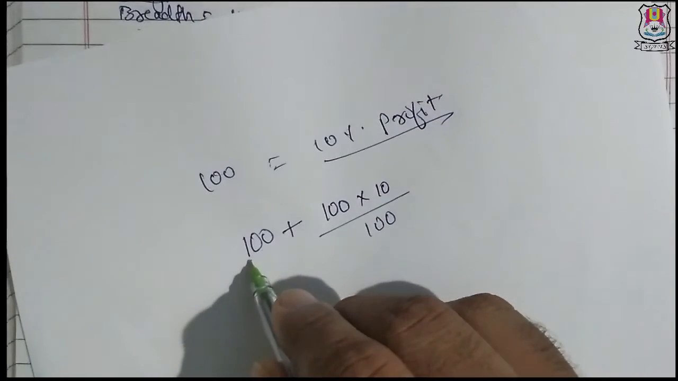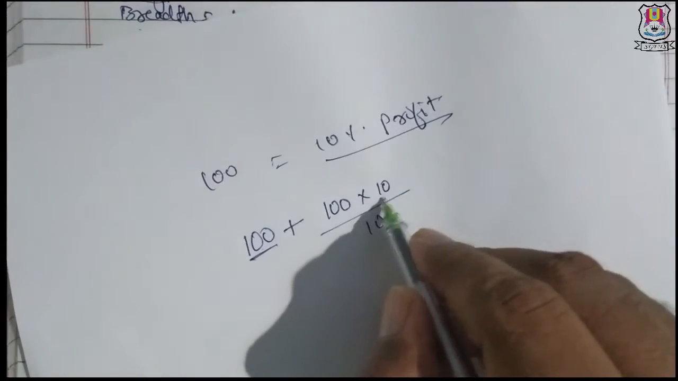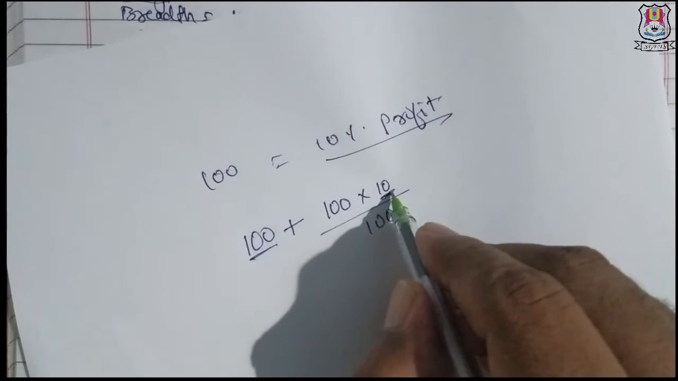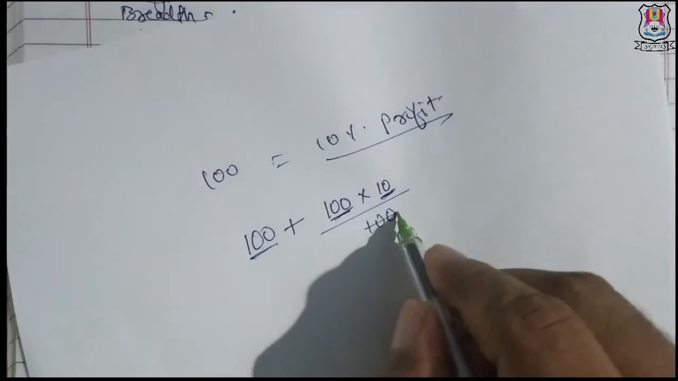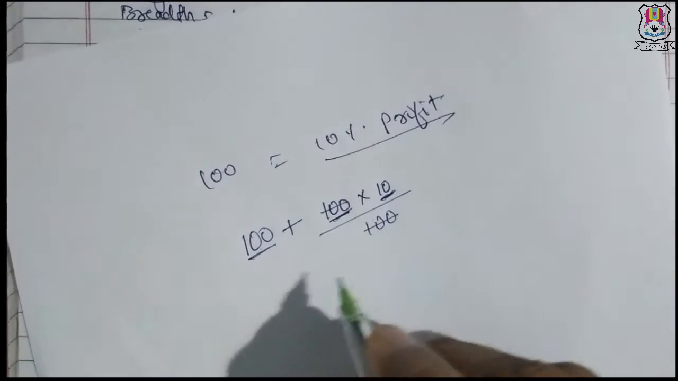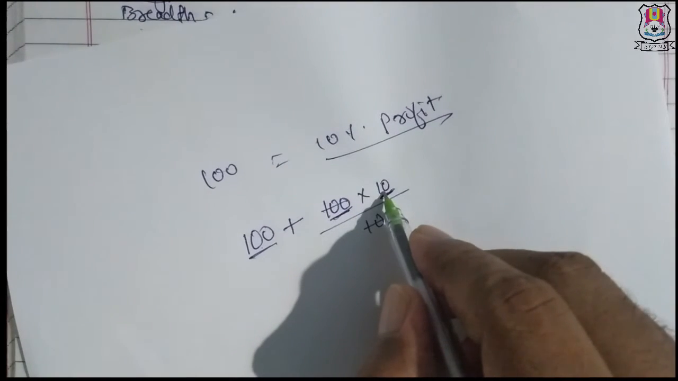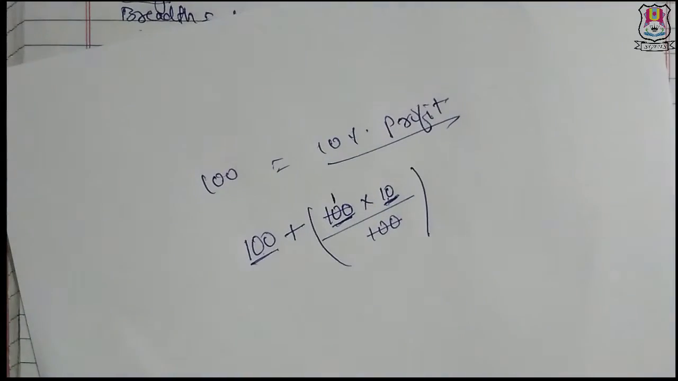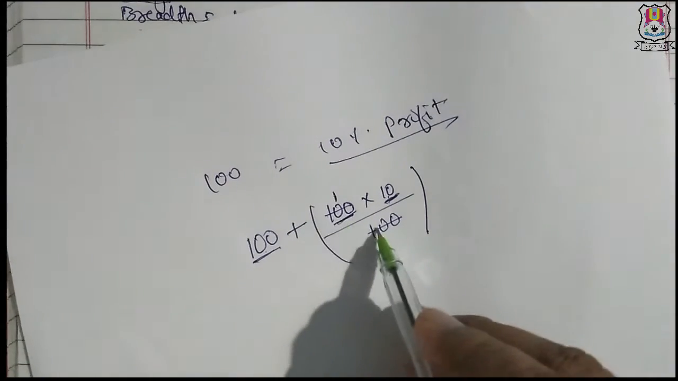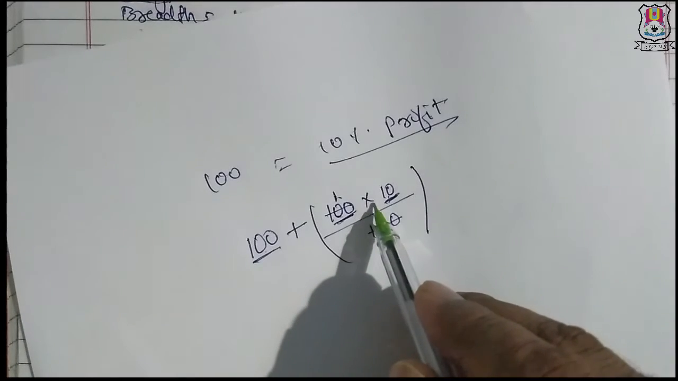So 100 is the cost of the pen, and this 10 is the percentage that we are going to get from the cost of the pen. So if I cancel this out, 100 and 100, what remains with us? That is 10. So 100 ones are 100 and 10 remains.